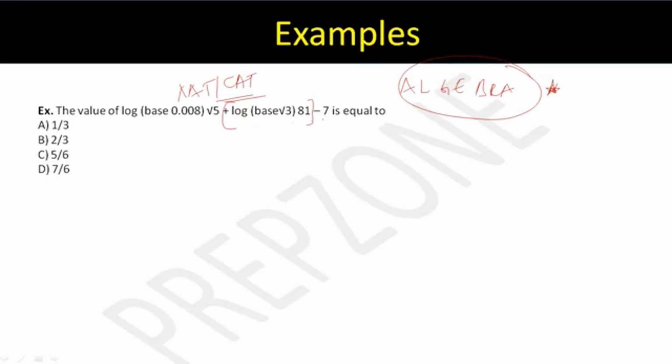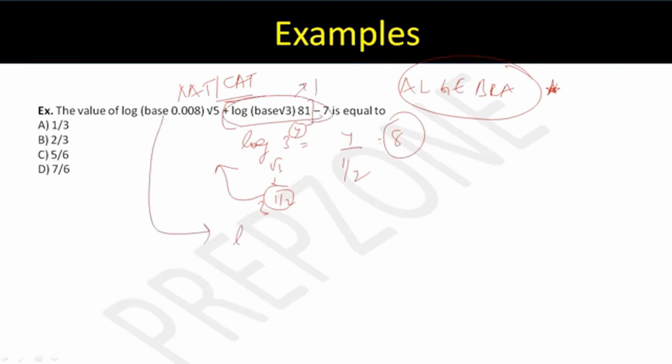How do we solve this? This is minus 7. What is this? Log of 81, which is 3 to the power 4. This is root 3. Root 3 is 3 to the power half. So I'll take 4 outside and this is 3 to the power 1 by 2. So I will reverse the power, so this becomes 8. 8 minus 7 is 1. So the value of this expression is 1.